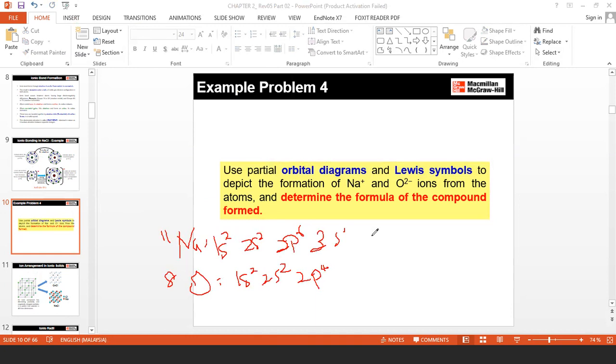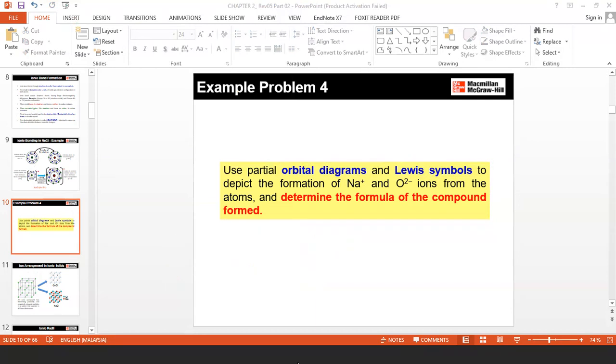Use orbital diagram and Lewis symbol to depict the formation of Na+ and O2- ions from the atoms and determine the formula of the compound formed. This is easy. Hope all of you know. Anyone already post in the Padlet? Okay, let's see, I share it. You didn't write your name? Better you write your name so that we can know. Your friend already shared. I share this one from the Padlet.